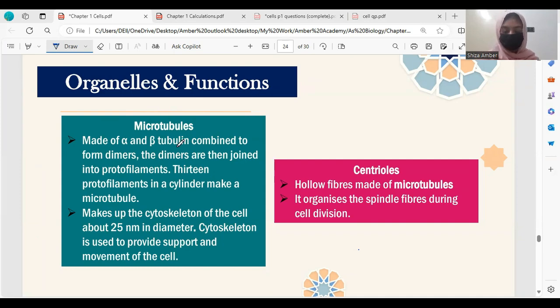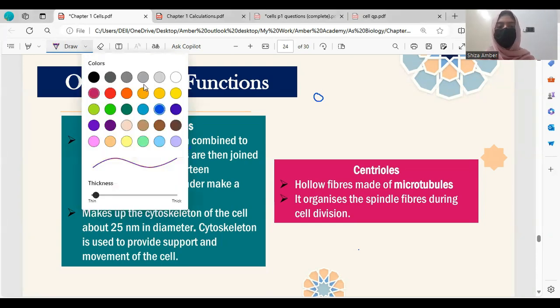So, what exactly is a microtubule? First we need to cover the composition of how microtubules are made, and then we'll proceed towards the function of microtubules. Okay. So, there's a protein named tubulin. And there are two categories of tubulin. One of them is alpha tubulin, and the other one is beta tubulin.